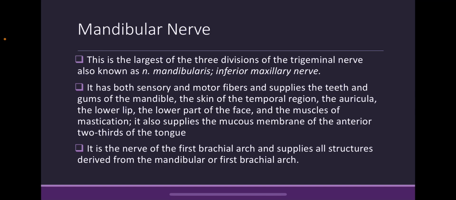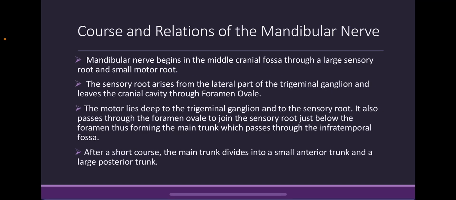The mandibular nerve is the largest of the three divisions of the trigeminal nerve, also known as nervus mandibularis or inferior maxillary nerve. It has both sensory and motor fibers and supplies the teeth and gums of the mandible, the skin of the temporal region, the auricle, the lower lip, the lower part of the face, and the muscles of mastication. It also supplies the mucous membrane of the anterior two-thirds of the tongue. It is the nerve of the first branchial arch and supplies all structures derived from the mandibular or first branchial arch.